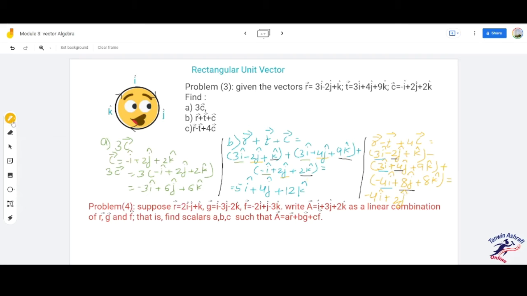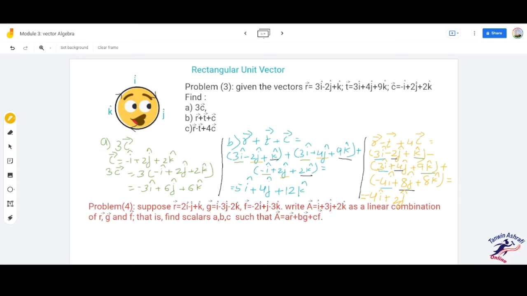Then we will add the k cap. Minus 9k cap plus k cap gives minus 8k cap, since it's a minus sign outside the bracket, and there is a plus 8k cap due to the C. So minus 8 plus 8 resulted in 0. Therefore, the result is only minus 4i cap plus 2j cap.